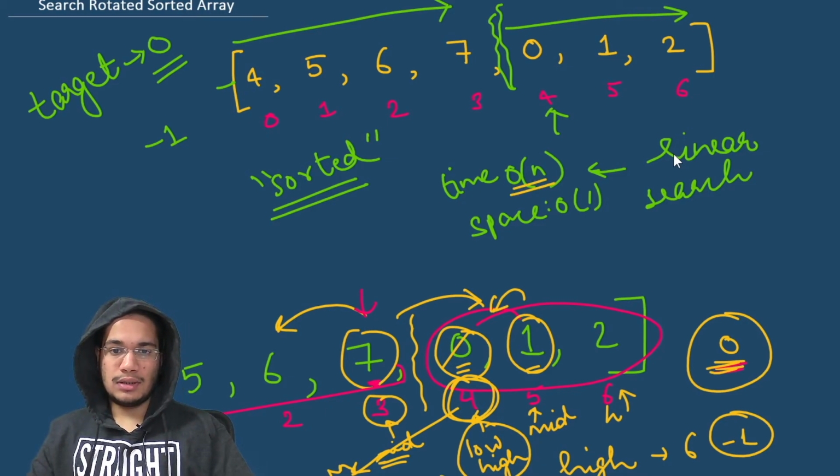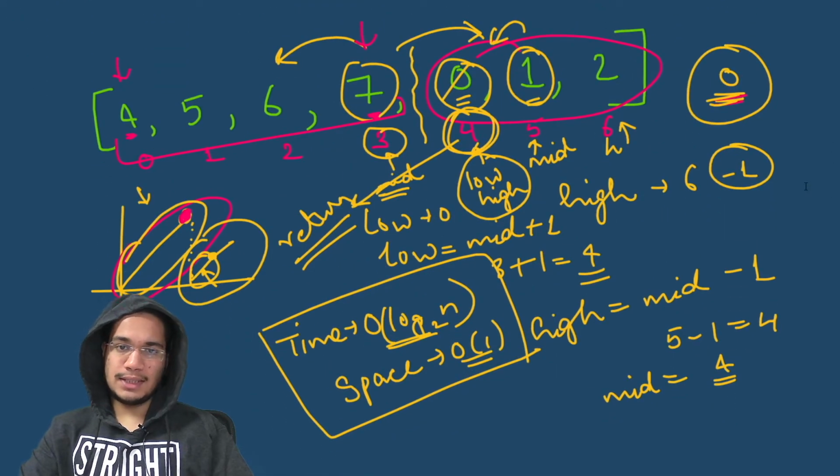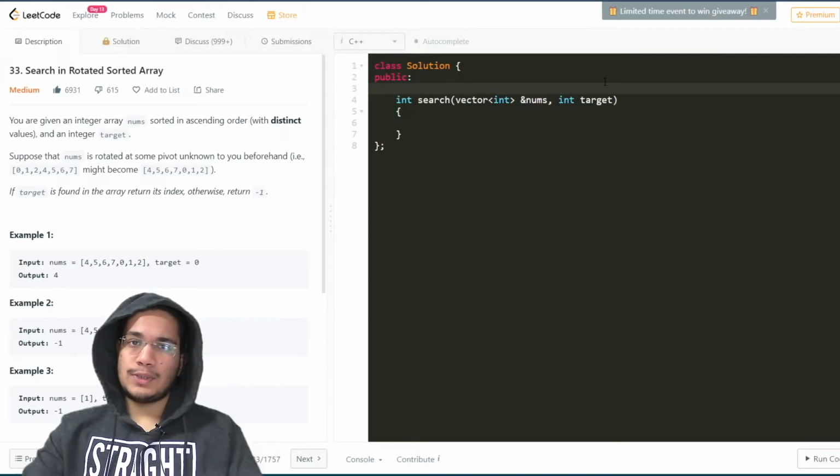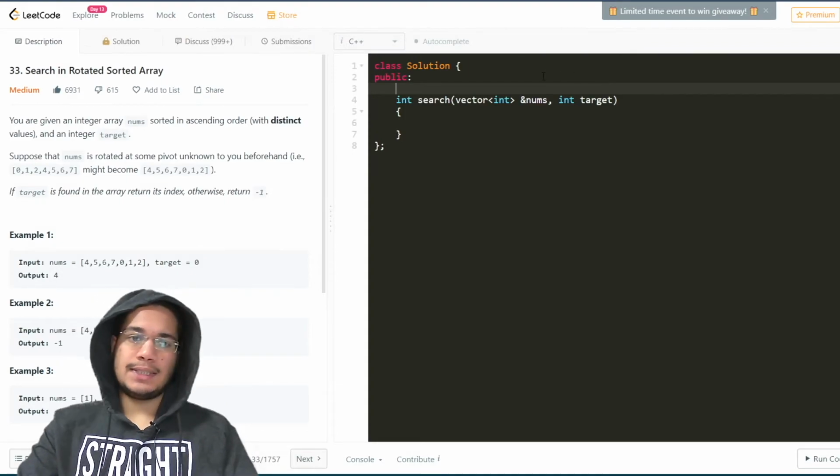So this was the approach that we will go for using binary search, and now let's quickly move on to the code. Alright, so now that we are done with the explanation using binary search, let's quickly code it up.